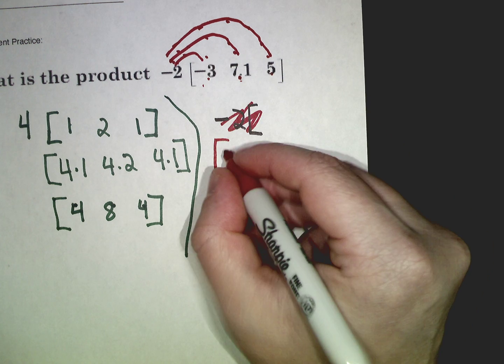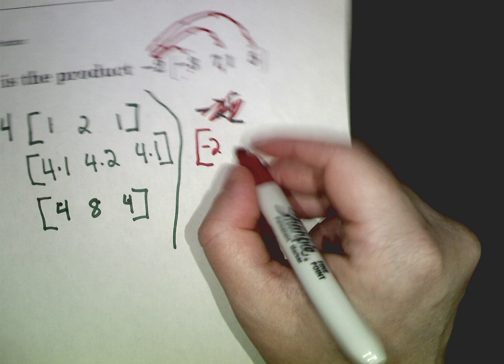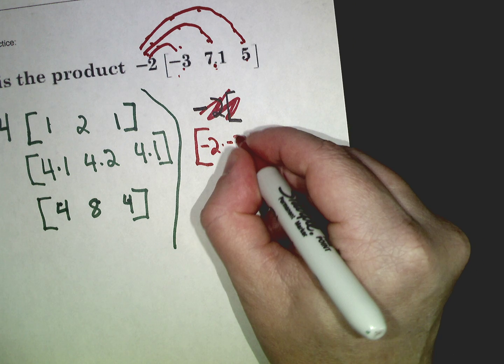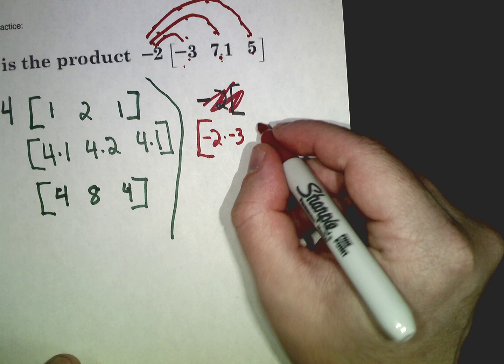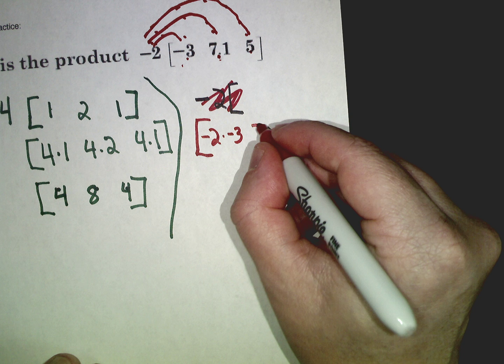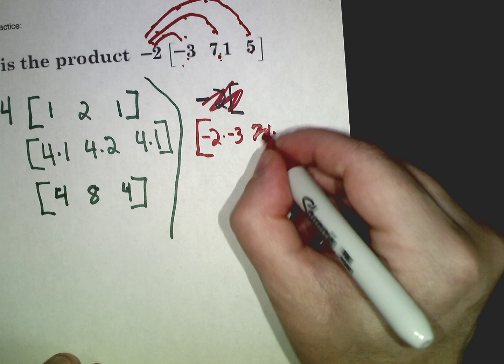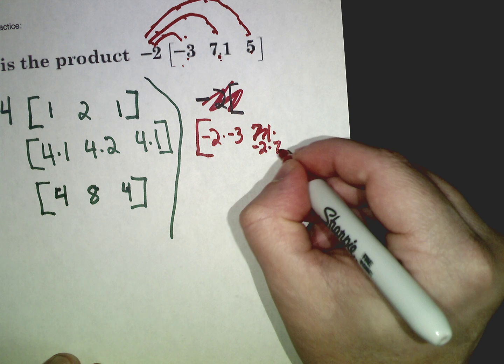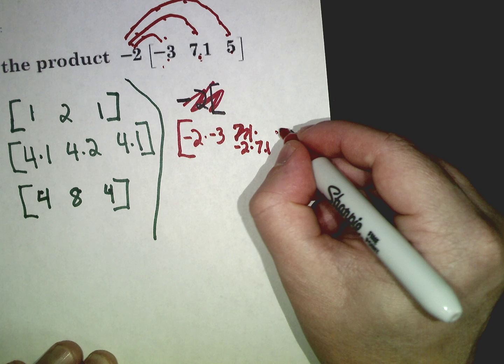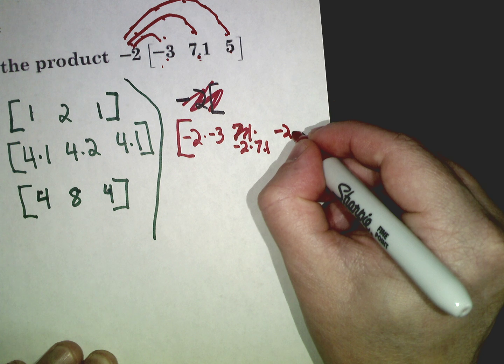Negative 2, everything is getting multiplied by this negative 2. Negative 2 times negative 3. The middle one is 7.1, so negative 2 times 7.1. And then finally, negative 2 times 5.